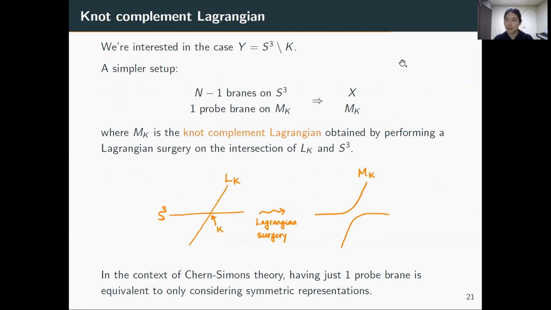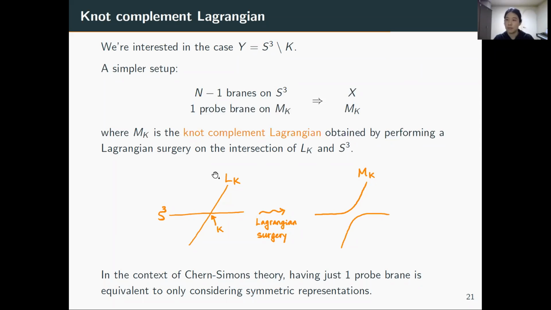Since we've been talking about Z-hats for knot complements, we are interested in the case when Y is the knot complement. But it turns out this is a little tricky, so we're going to use a simpler setup: we put n-1 branes on S^3, and put one probe brane on M_K, where M_K is the knot complement Lagrangian.